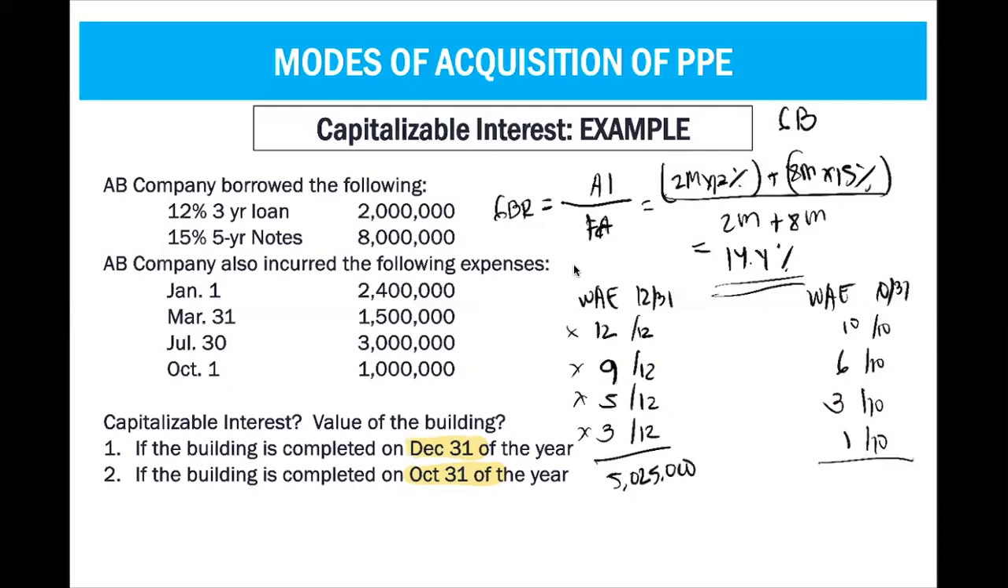Okay. How about for 10/31? For 10/31, we have here 2.4 million times 10 over 10. And then 1.5 million times 6 over 10. And then we have 3 million times 3 over 10. And then we have 1 million times 1 over 10. So we have here 4.3 million pesos.